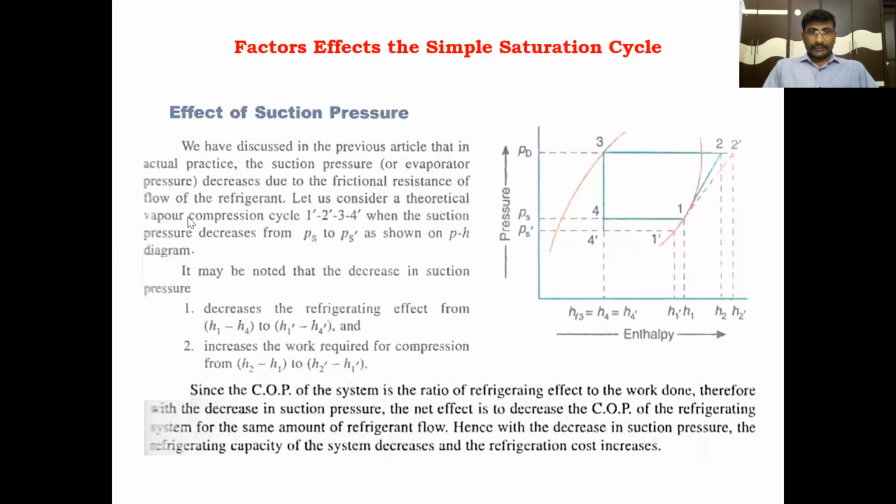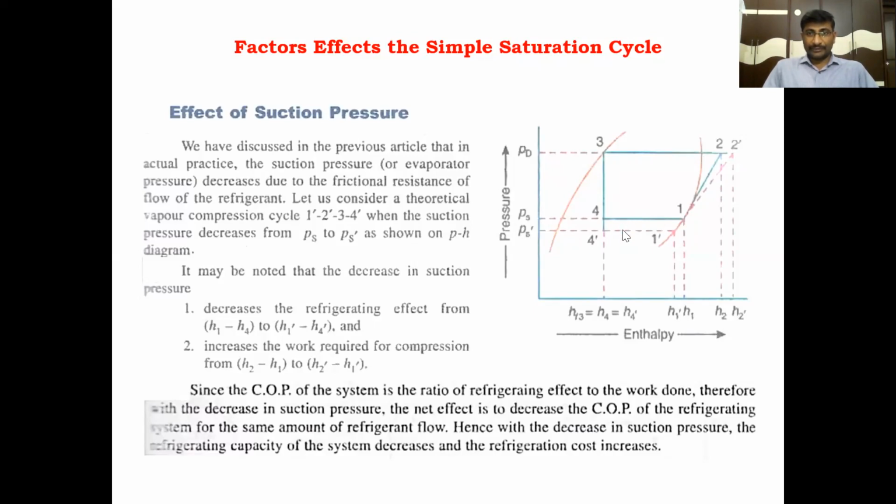So let us consider a theoretical vapor compression cycle after decrement of evaporator pressure. 1 to 2 is the compression process, 2 to 3 is the condensation process, 3 to 4 is the expansion process, and 4 to 1 is the evaporation process. This is the theoretical cycle after reduction in the evaporator pressure, as shown in the p-h diagram. When the suction pressure decreases from PS to PS dash, initially PS is the actual cycle pressure. Due to friction, the pressure drop takes place up to PS dash.